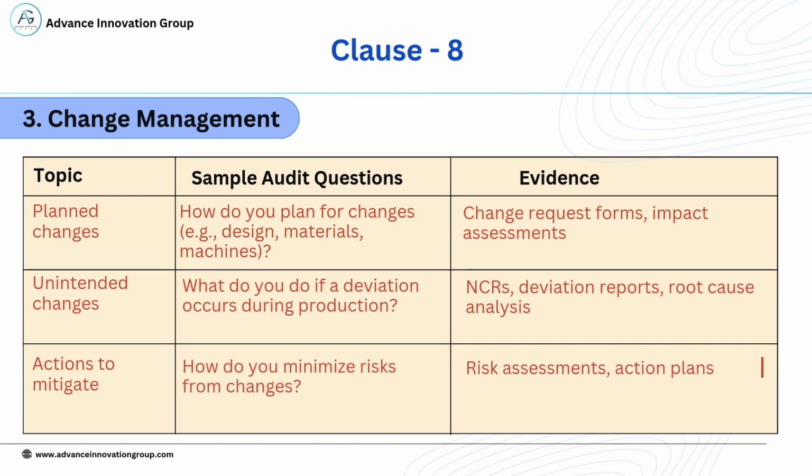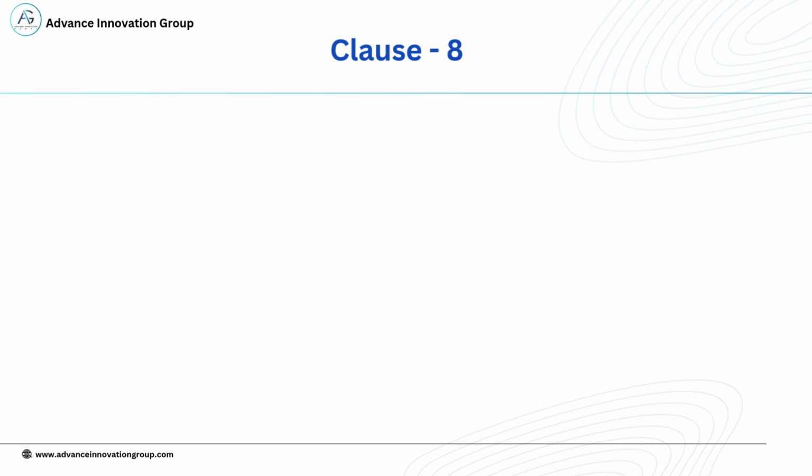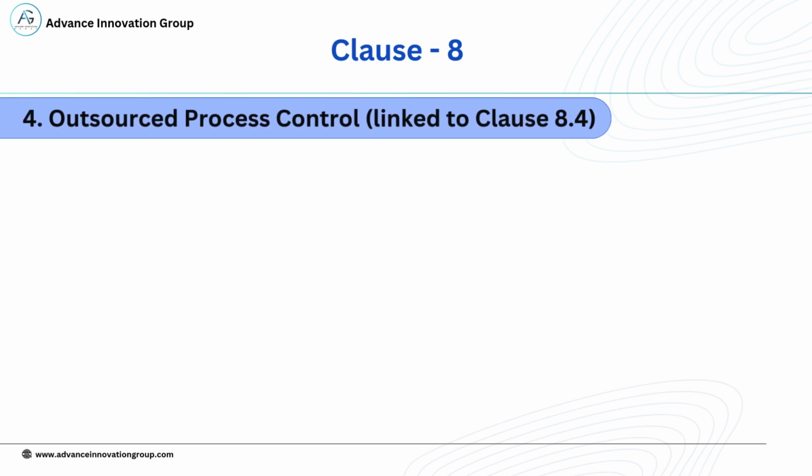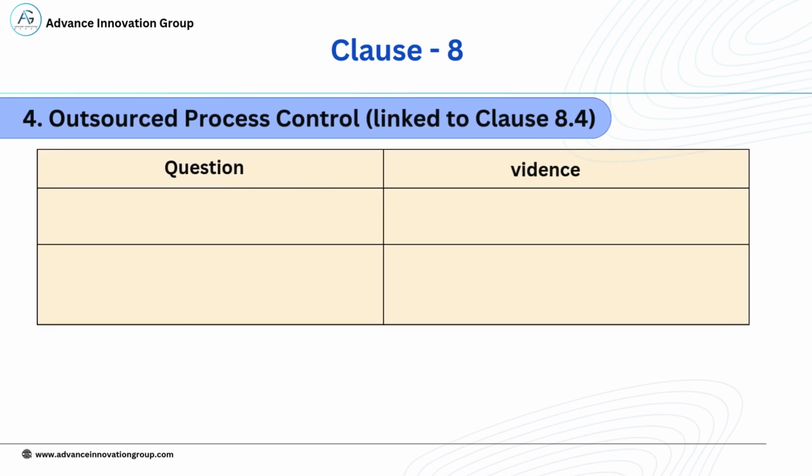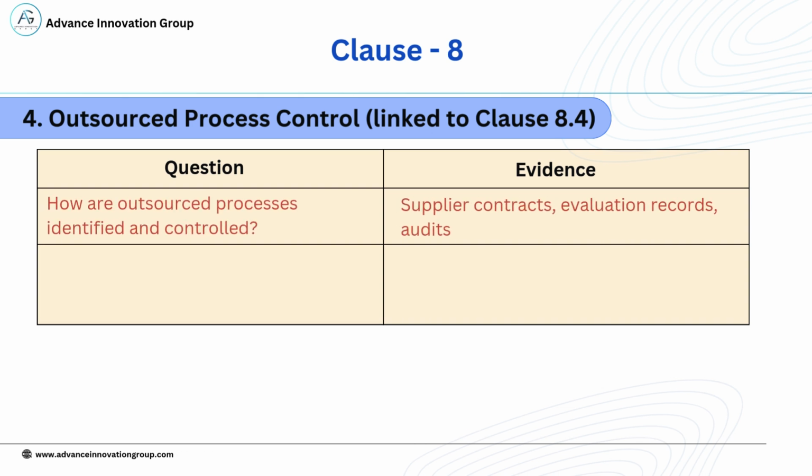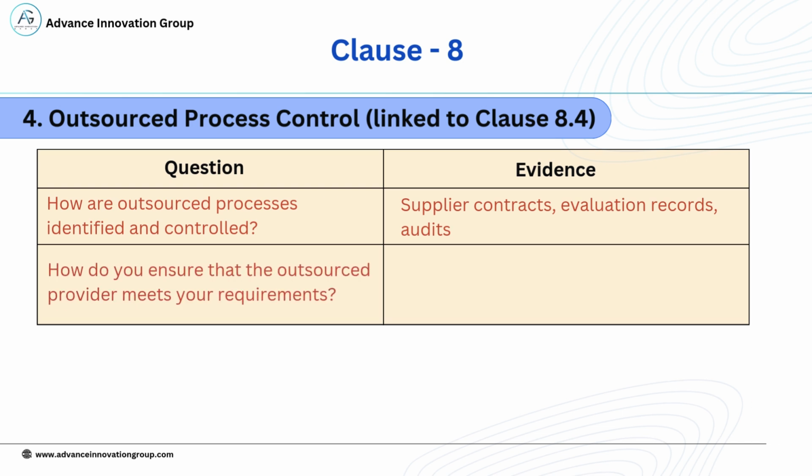Risk assessments, action plans. Outsourced process control, linked to Clause 8.4. Question, evidence. How are outsourced processes identified and controlled? Supplier contracts, evaluation records, audits. How do you ensure that the outsourced provider meets your requirements? Incoming inspections, SLA monitoring, performance reviews.